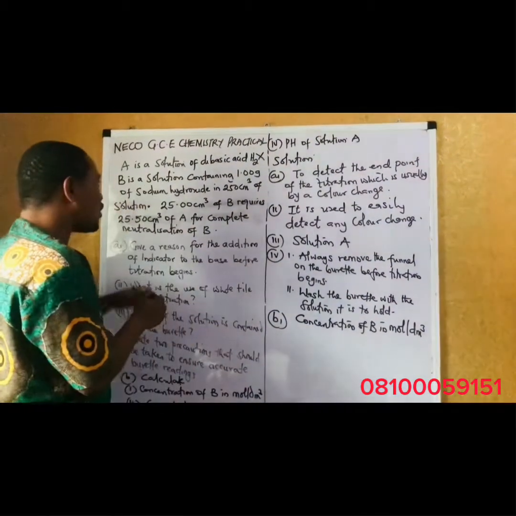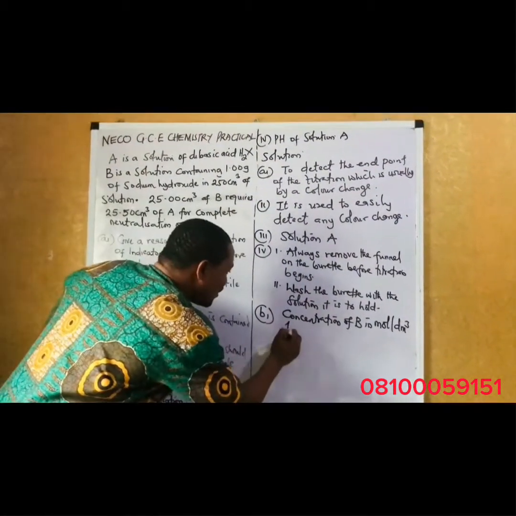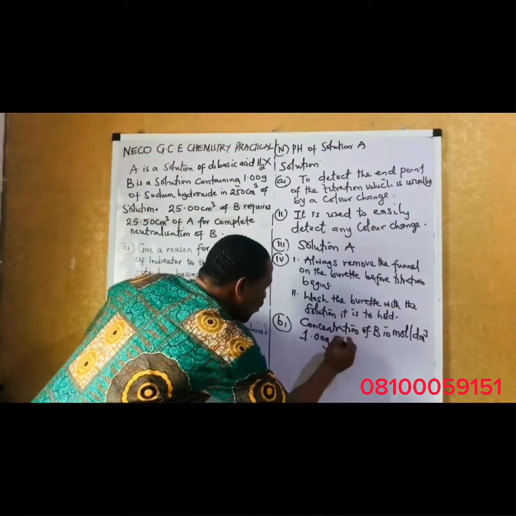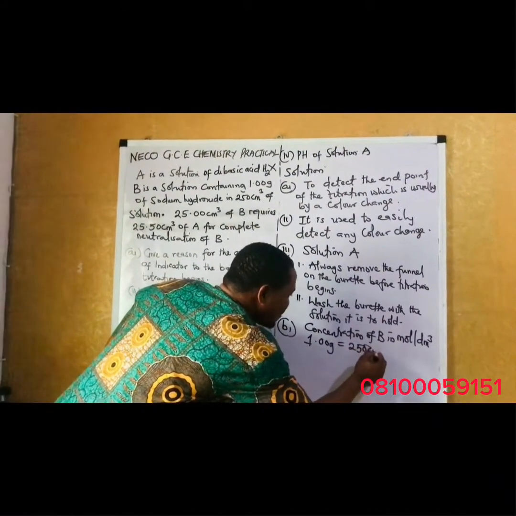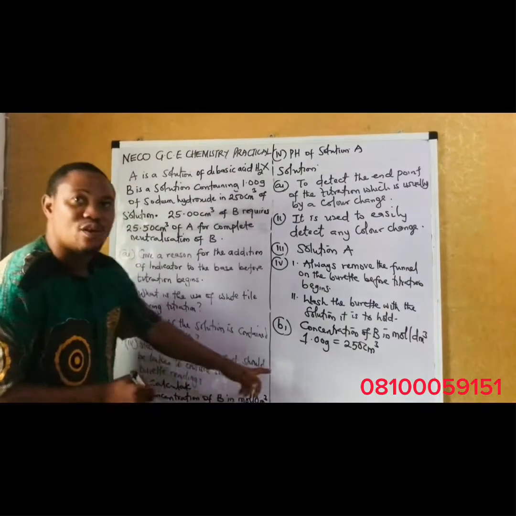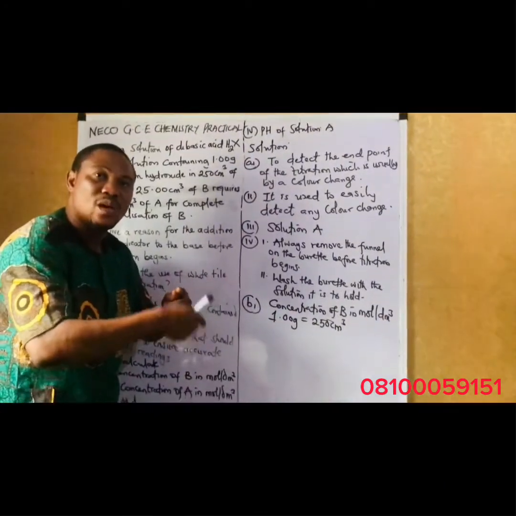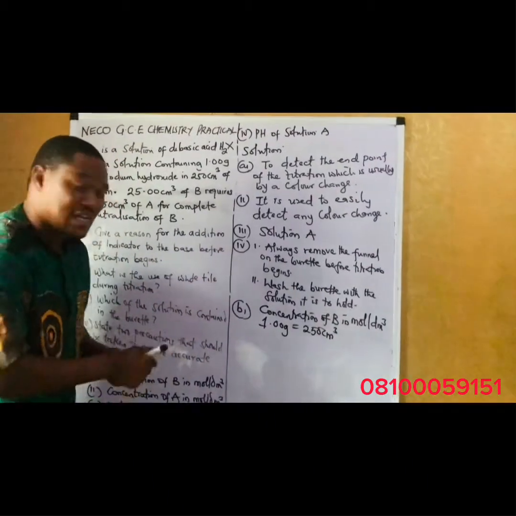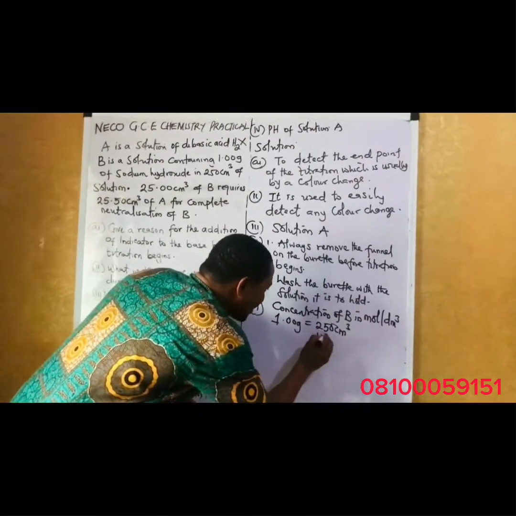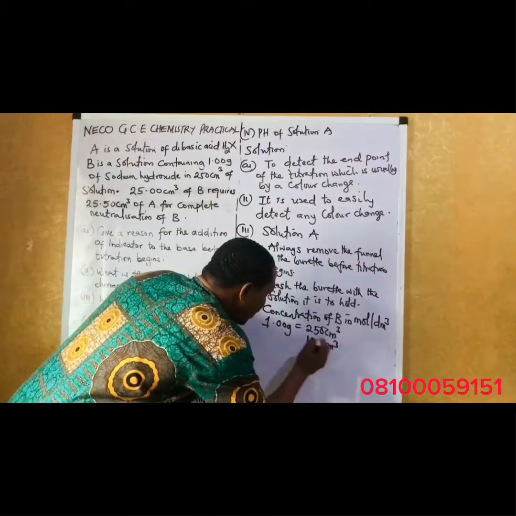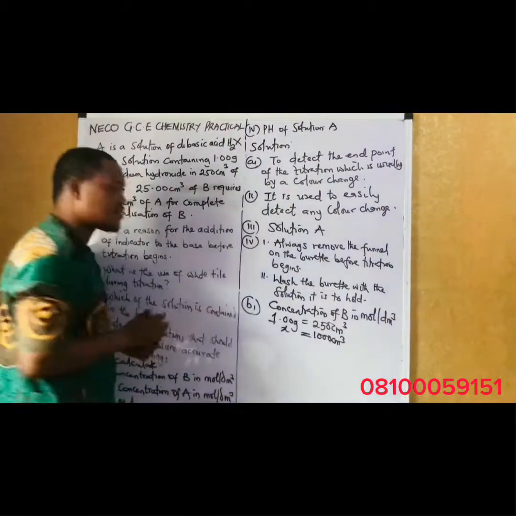But now in their question, they said B is 1.00 gram in what? In 250 centimeter cube. Can you see? This is what they gave us. So what do we do? We need to convert it now to 1000, 1 dm cube, and 1 dm cube is 1000 centimeter cube. So I can have 1000 centimeter cube is equal to x. Can you see that now?